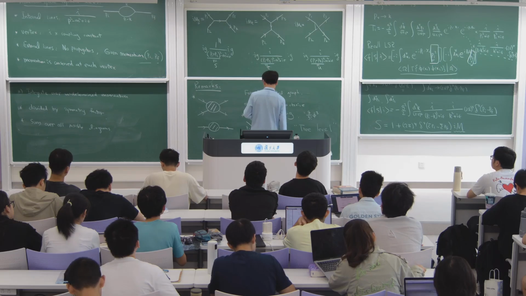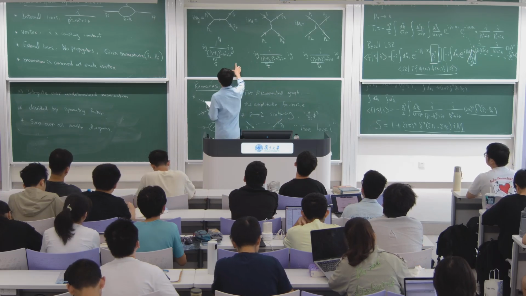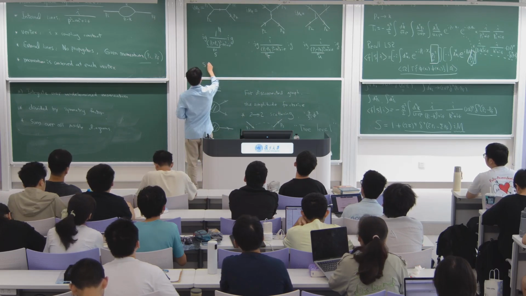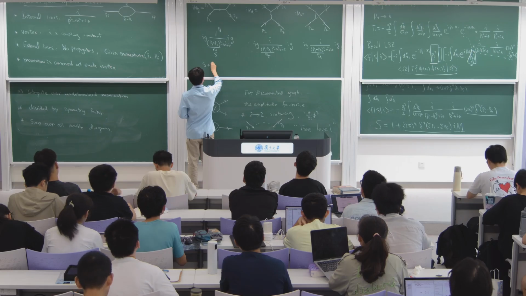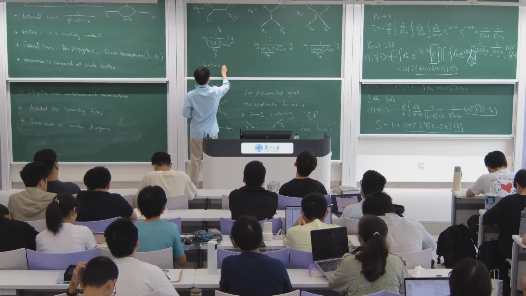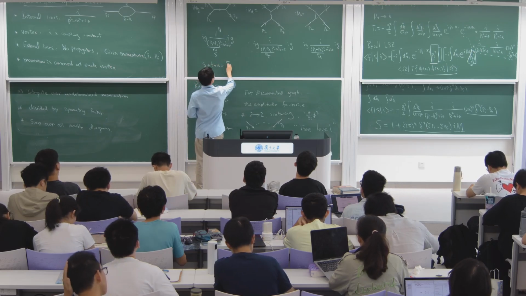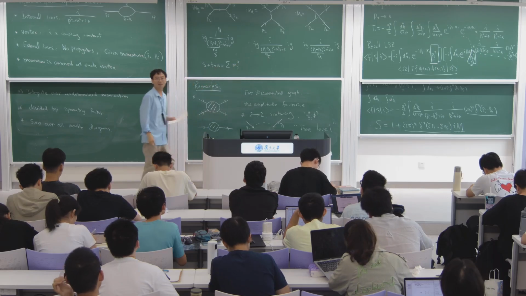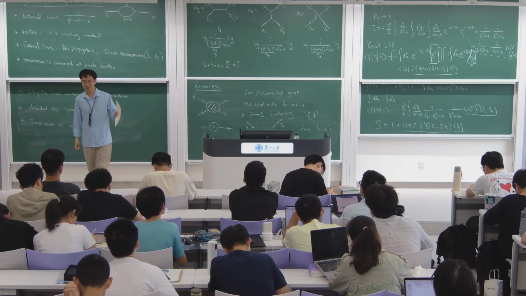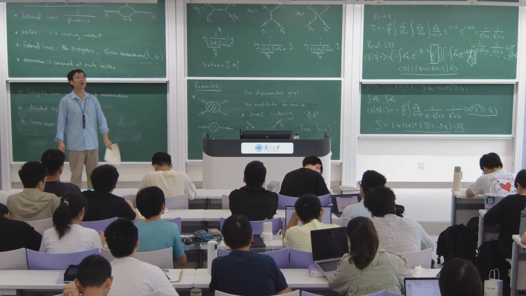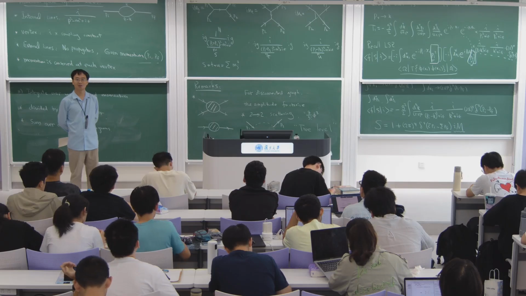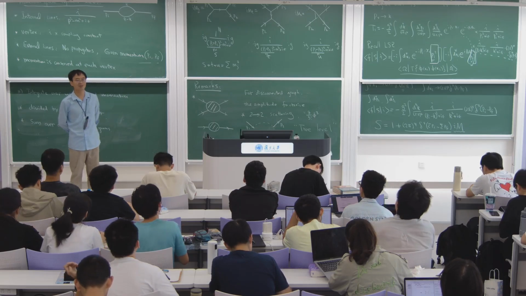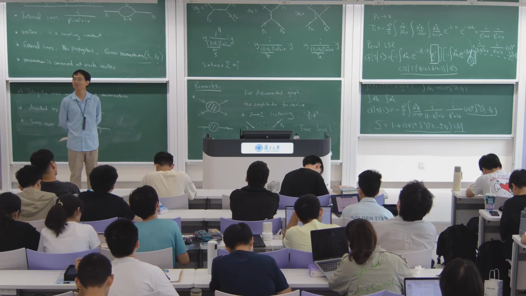So S, T, U are Lorentz invariant, and furthermore, you can check there is a beautiful relation: S plus T plus U equals the sum over all the mass squared. The sum means over both incoming and outgoing particles.